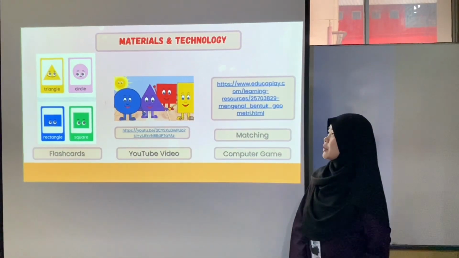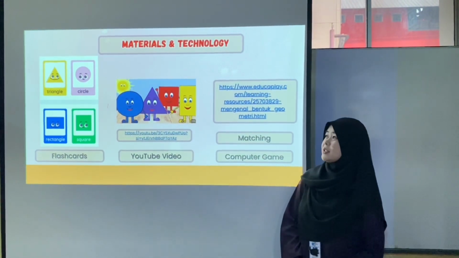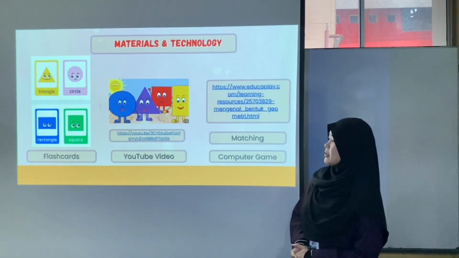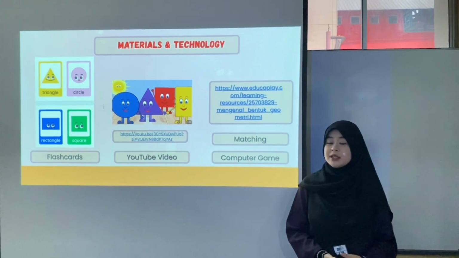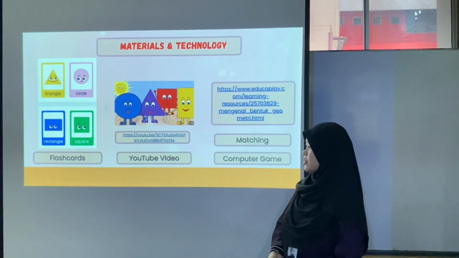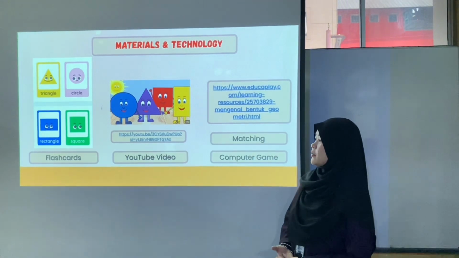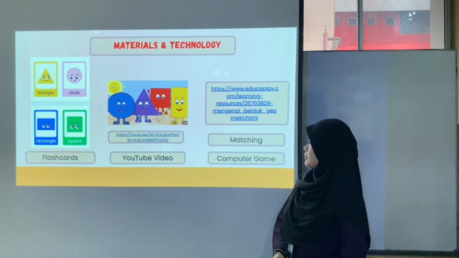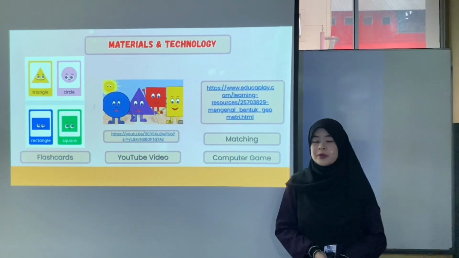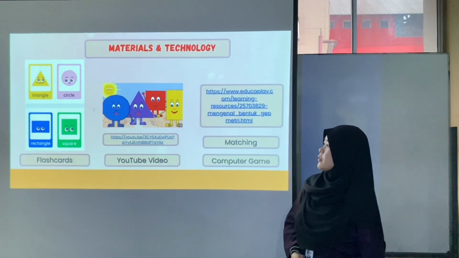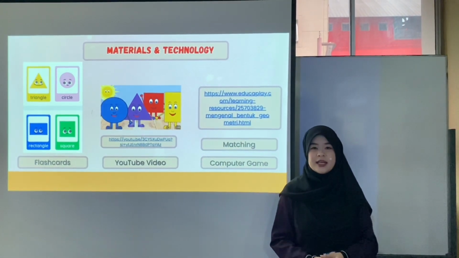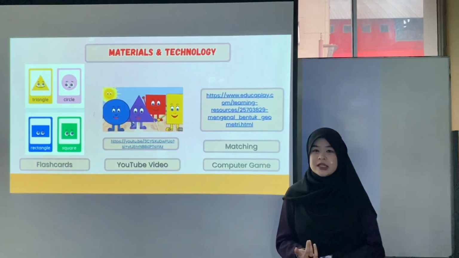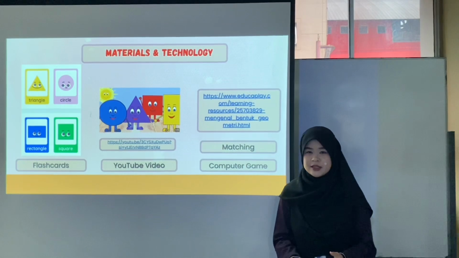So for the next one, I'm going to present about our group's materials and technology that we use for our students with physical disabilities. We use three materials: flashcard, YouTube video, and computer games. The reason why we choose flashcard is it's easier for students to learn through visual learning. And for computer games, the reason why we choose this is for students who have difficulties in hand movement. They can use this also to learn about basic shapes like circle, triangle, rectangle, and square.